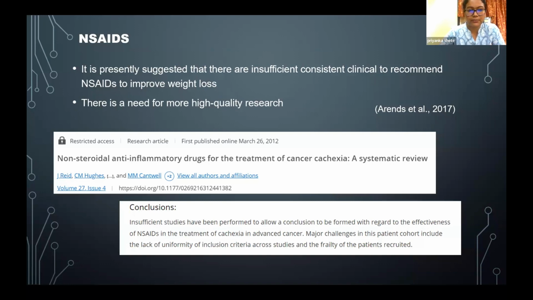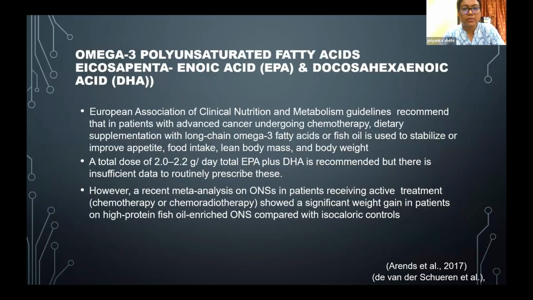of patients recruited. Then omega-3 polyunsaturated fatty acids like EPA and DHA. European Society for Clinical Nutrition and Metabolism guidelines recommend that for patients with advanced cancer undergoing chemotherapy, dietary supplementation with long-chain omega-3 fatty acids or fish oil is used to stabilize or improve appetite, food intake, lean body mass, and body weight. A total dose of 2 to 2.2 gram per day total EPA plus DHA is recommended, but there is insufficient data to routinely prescribe these.